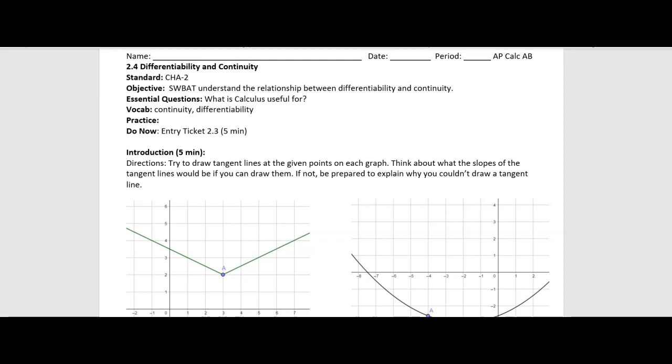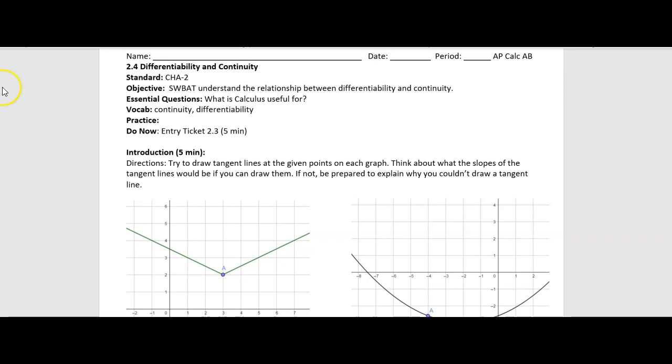In our first unit, we talked about what it meant for a function to be continuous at a certain point, and we had a three-part definition for that. Today we're going to look at what it means for a function to be differentiable at a certain point.